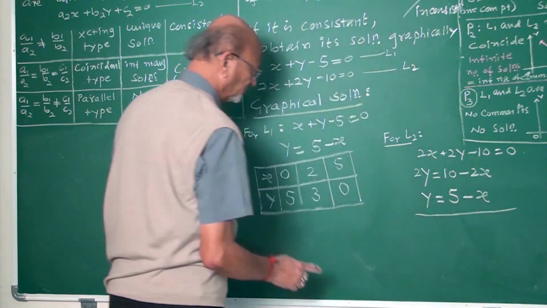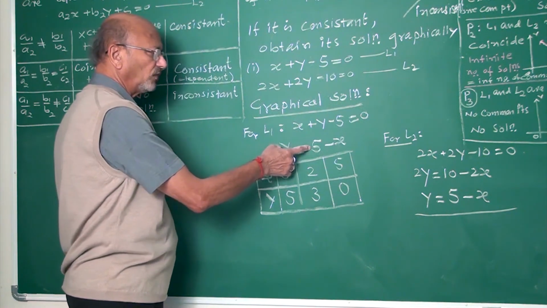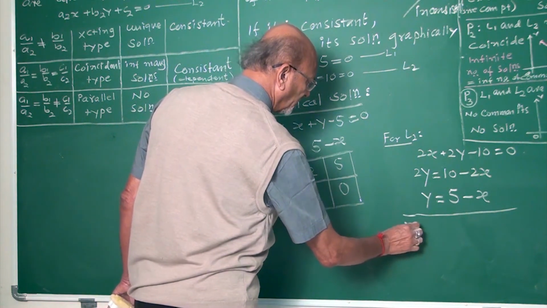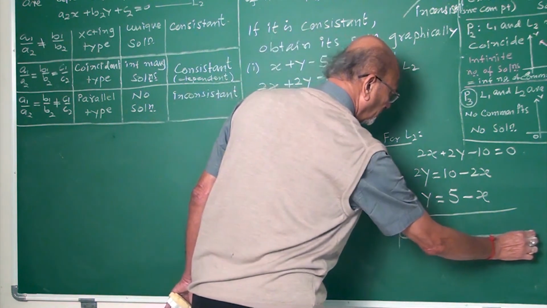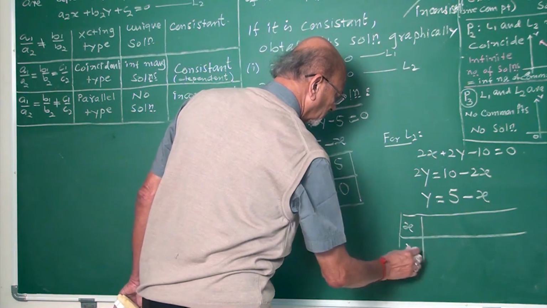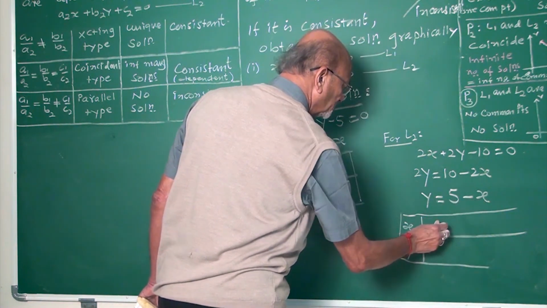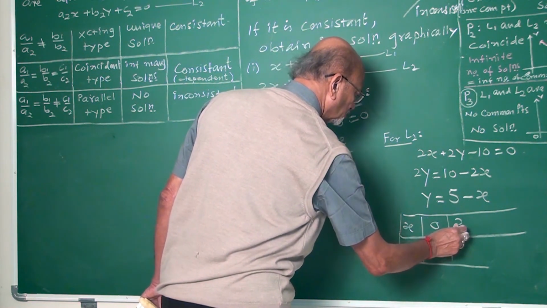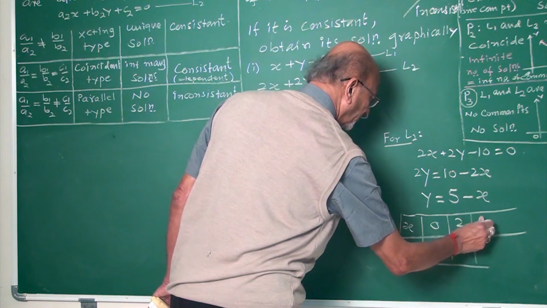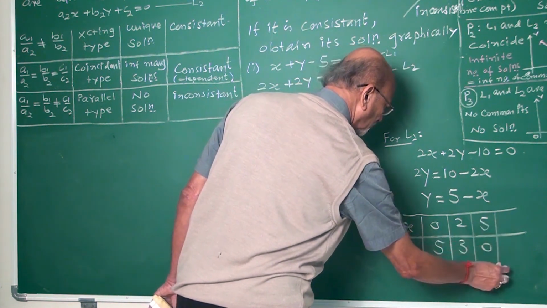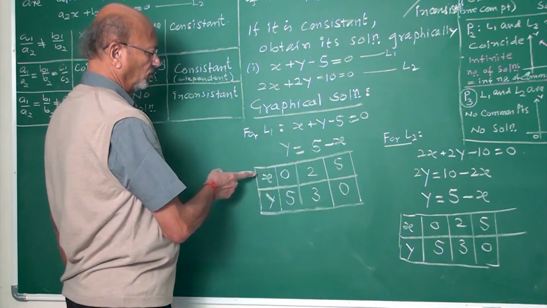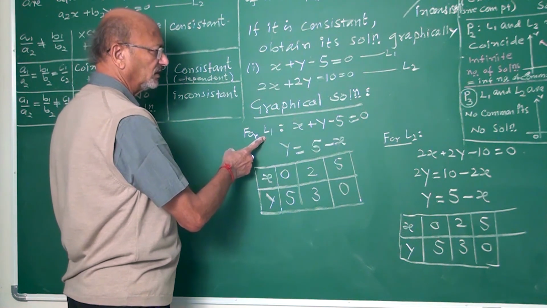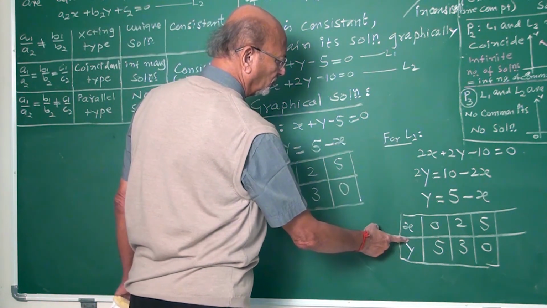Once again, see my friends, the equation is the same: y equal to 5 minus x. You get the same values of x and y, the same common points. When x is 0, y is 5. When x is 2, y is 3. When x is 5, y is 0. Exactly. The tabular form of L1 is the same as the tabular form of L2.